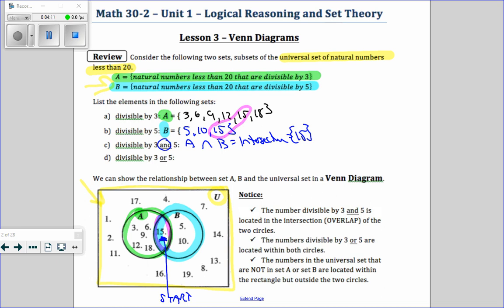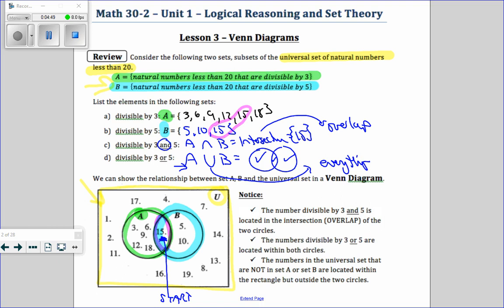Divisible by 3 or 5, this is the union. What this is, is every number that is either in this circle, or in that circle, or both circles. So it would be 3, 6, 9, 12, 18, 15, 5, and 10. That is the union. Because it's everything, right? Intersection means overlap. Union means everything. And when I say everything, I mean everything in the circles. Okay?